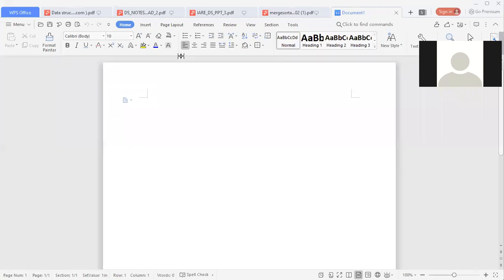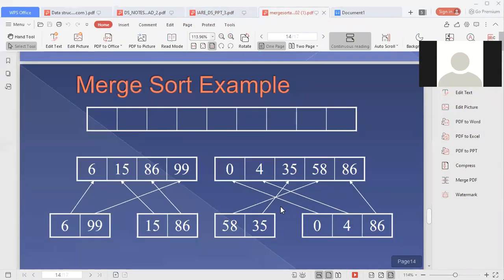Are you understanding? Yes, sir. So go to the PPT. Once again, I go back to the PPT. Initially, I position is at 6 and J position is at 0. I and J are compared. Since J is less than I, J moves up and J is incremented by 1. That is, J is positioned at 4 and I still remains at 6. Now I and J are compared. Since J is smaller, J moves up.